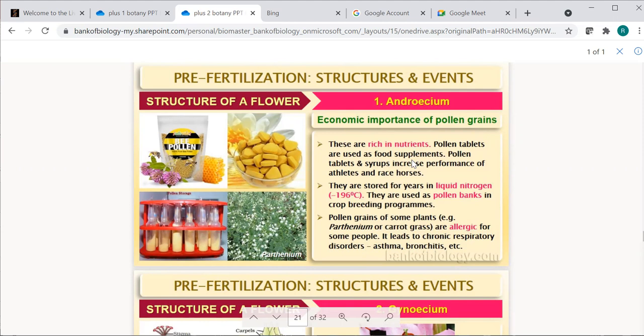So how are they stored? They are stored in liquid nitrogen at -196 degrees Celsius. They are used as pollen banks in crop breeding processes. Pollen grains of some plants are allergic for some people. For example, Parthenium, also called carrot grass, which leads to asthma or bronchitis.